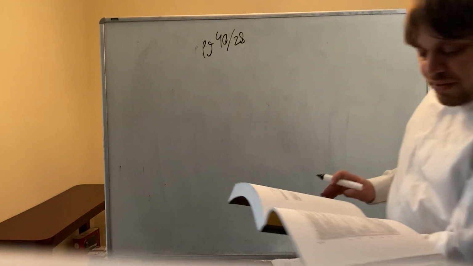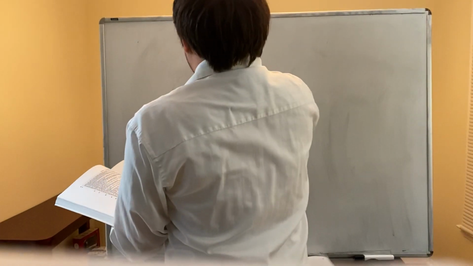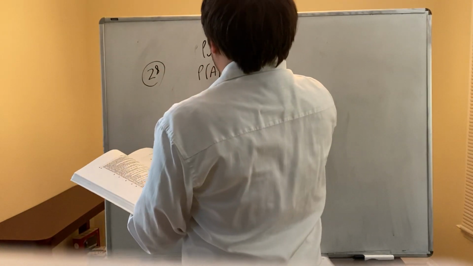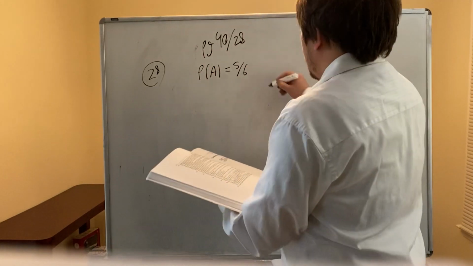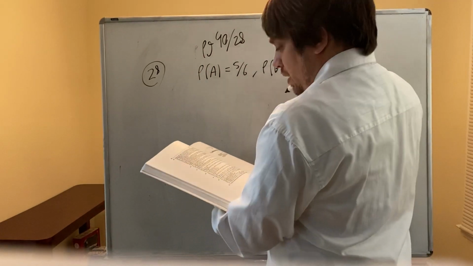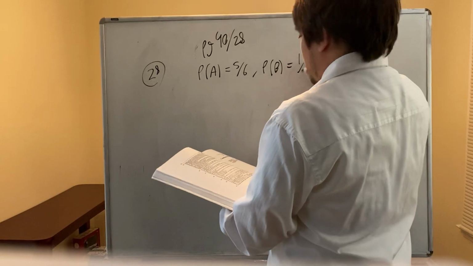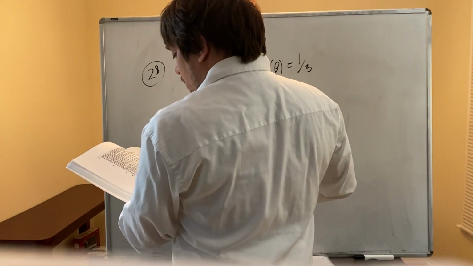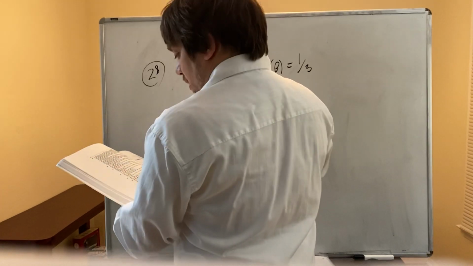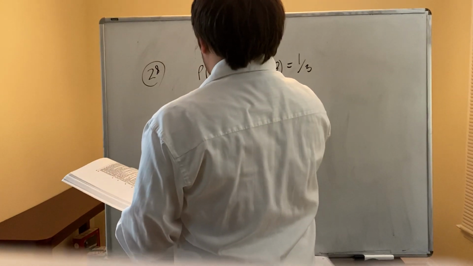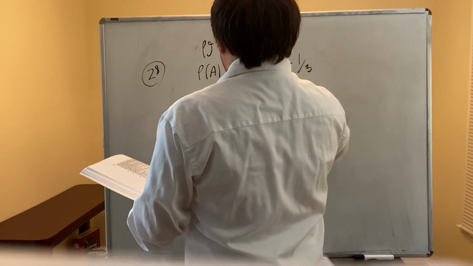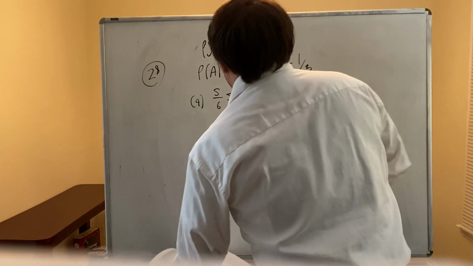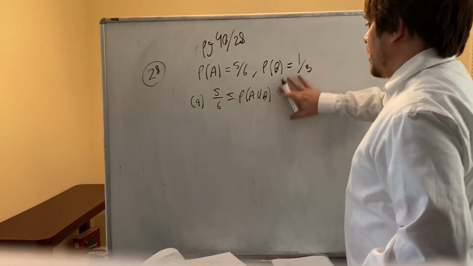Let A and B be events with P of A equal to 5/6 and P of B equal to 1/3. And they want you to show the following. So let's show part A, which is that 5/6 is less than or equal to P of A union B, less than or equal to 1. Okay, so let's show that.